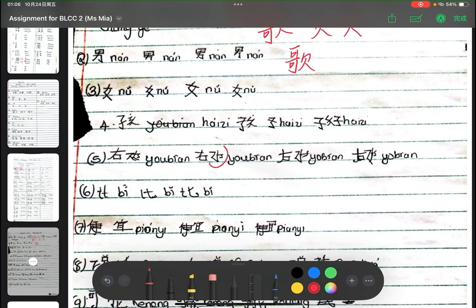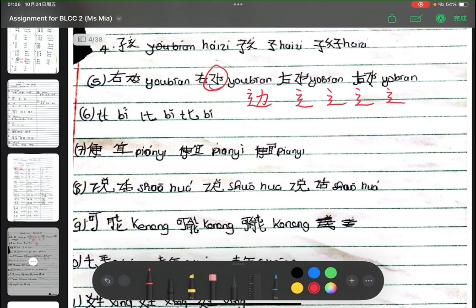Okay, let's see this one. This one. Okay. So we can see this inside, and this part, this radical is right like this. The dot, the first one, and this is one stroke. This is one stroke again. Right like this again. Right like this. Okay. And this part.